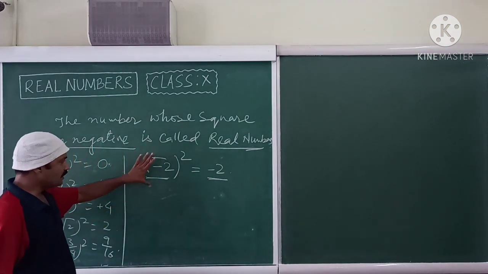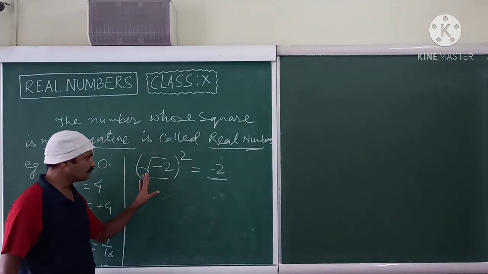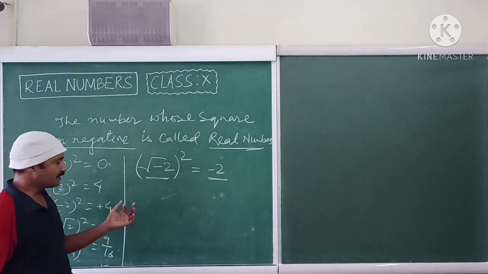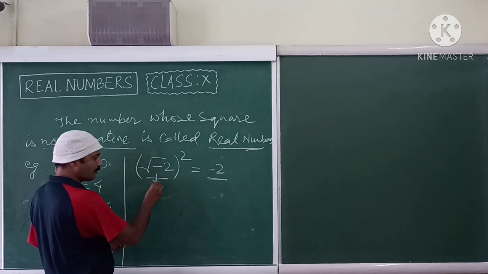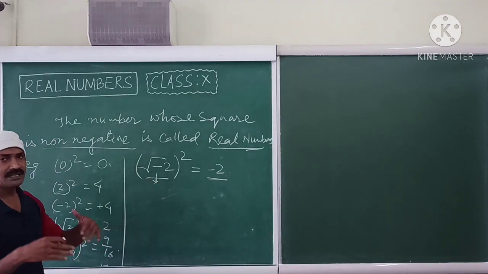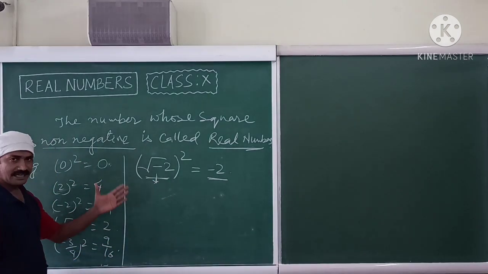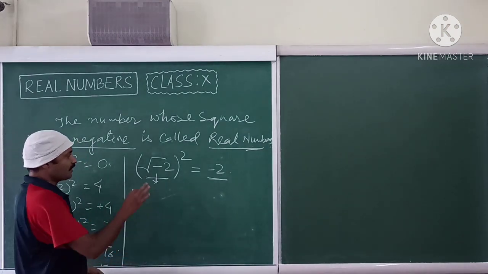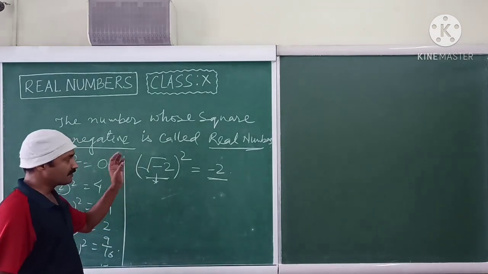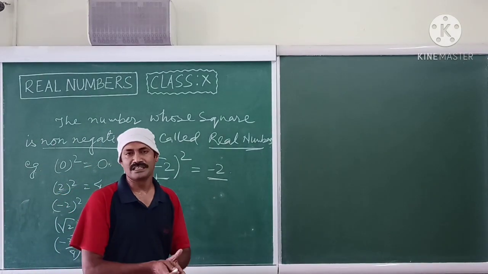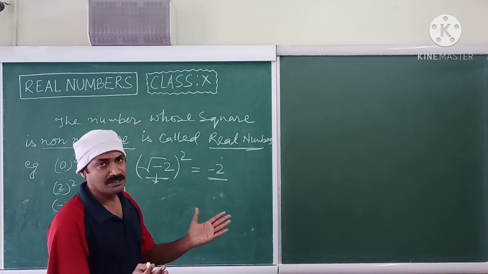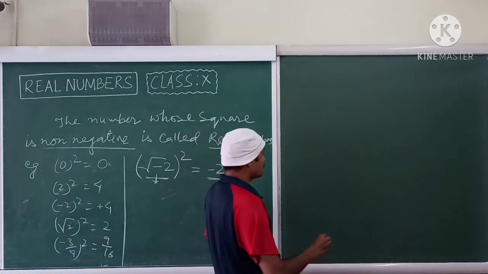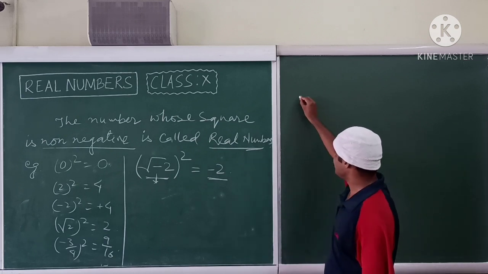It means square root of -2 is not a real number. This type of number is called an imaginary number, which we will study later. Right now we are discussing real numbers only. So you have got what real numbers are: numbers whose square is non-negative, and non-negative doesn't mean positive.